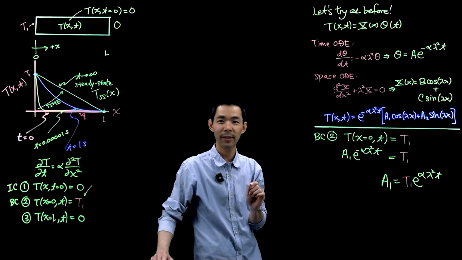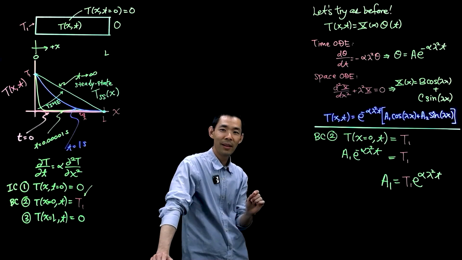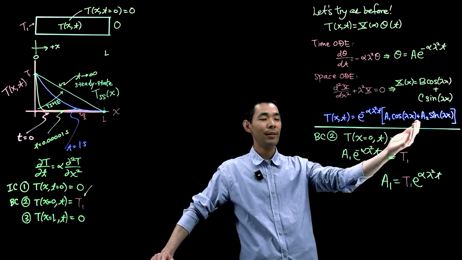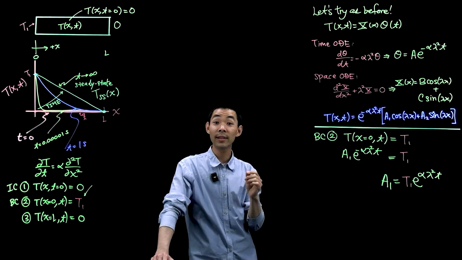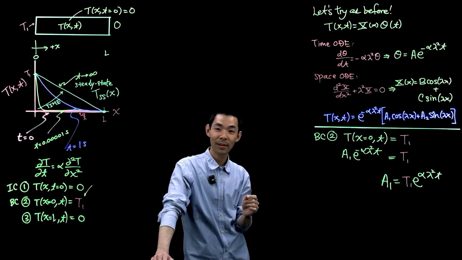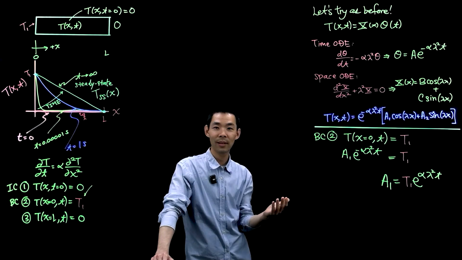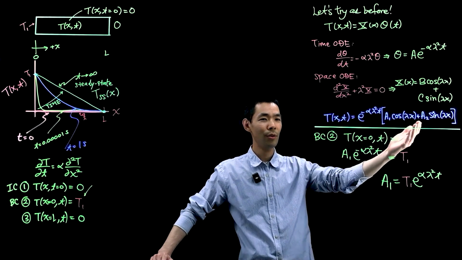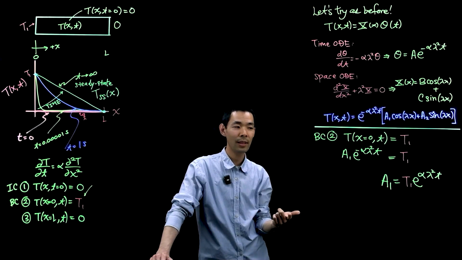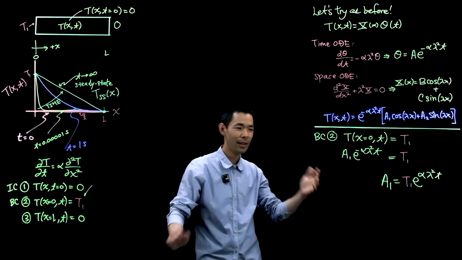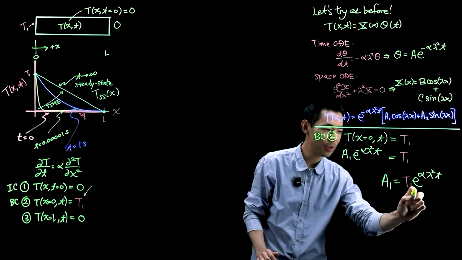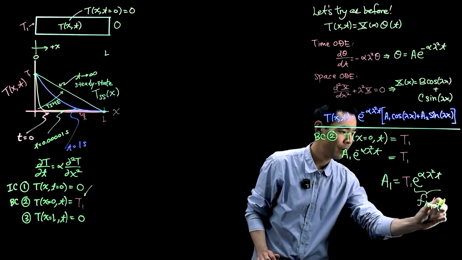Are you guys happy with this? Think about this for a moment. A1 and A2 are constants of integration. Constant. It has to be a constant. A1 and A2 cannot be a function of x or t. So here, apparently, I'm getting a constant of integration that is a function of time?